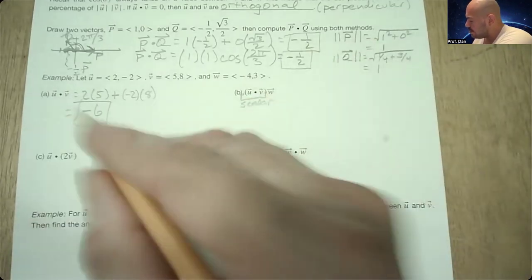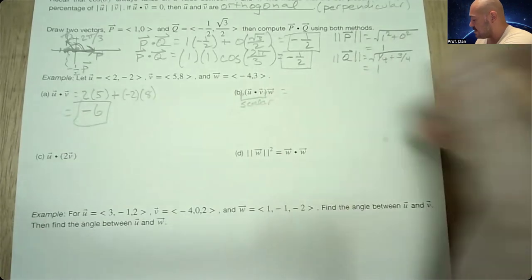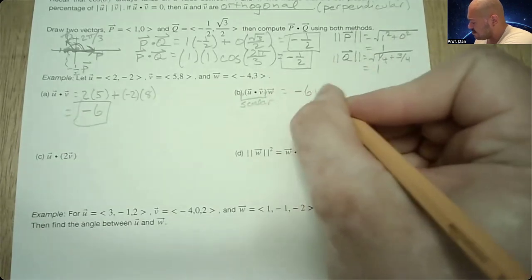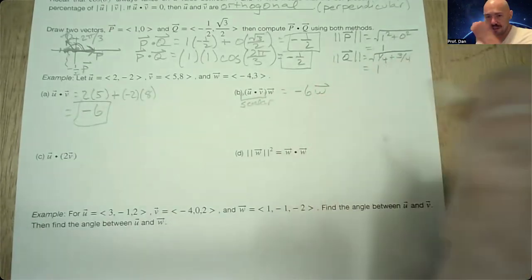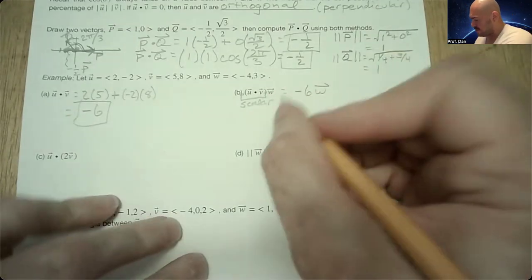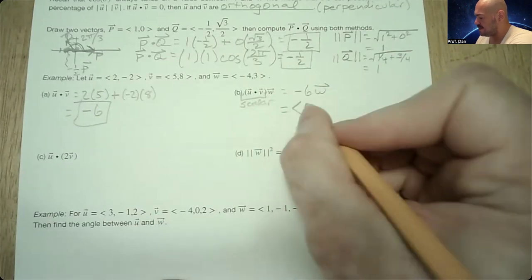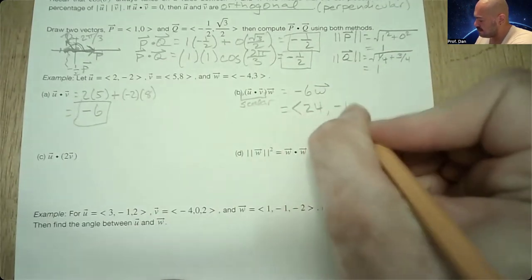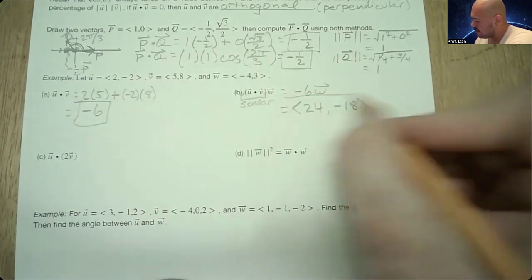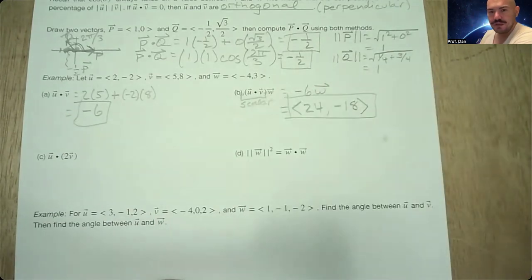So we already know what u dot v is. We did that in the last example. So we know that this is essentially just asking us to find -6 w. So I'm going to take each component of w and multiply by -6. And there we go.